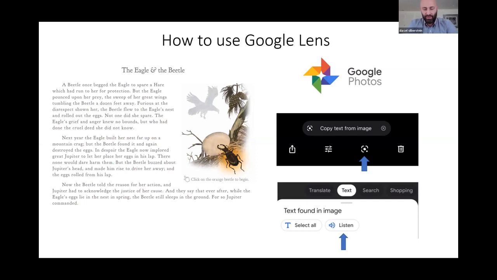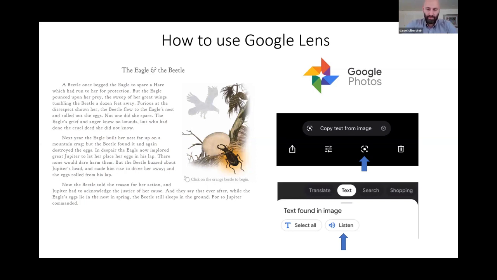So yeah, you take a picture of whatever it is, and then you open up Google Photo, and you scan it. And then you make sure it's just on your text and not any other nonsense. And then you go to text, and then you go to listen.